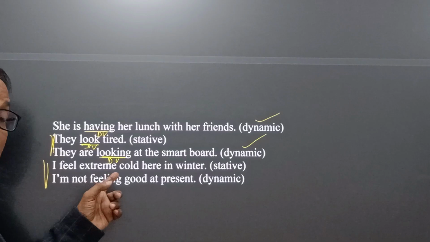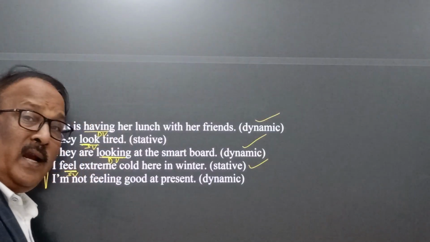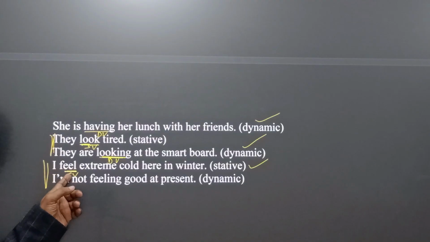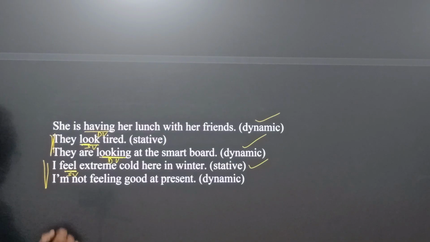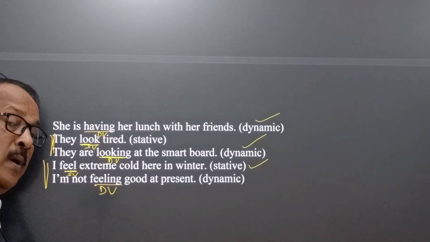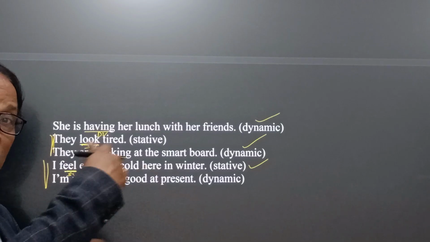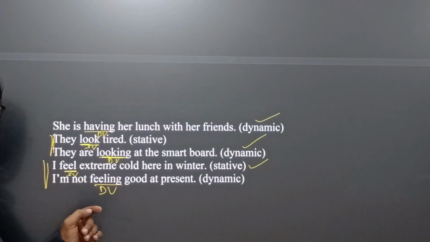I feel extreme cold here in winter. This is a stative verb indicating the state or condition of the subject. But here I am not feeling good at present. Feel is the dynamic verb because here it expresses the continuous action of the subject.